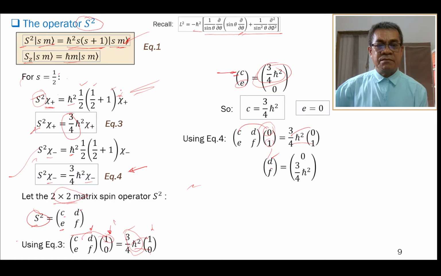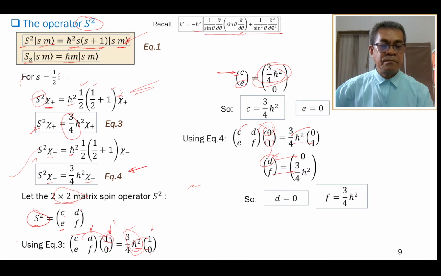Again, we have this. Then a matrix algebra again. This is D equal to 0, while F is equal to 3/4 h bar squared. So we have this result. Okay, so we are already completed with the values. We have the value of C, the value of D, the value of E, and we have the value of F.